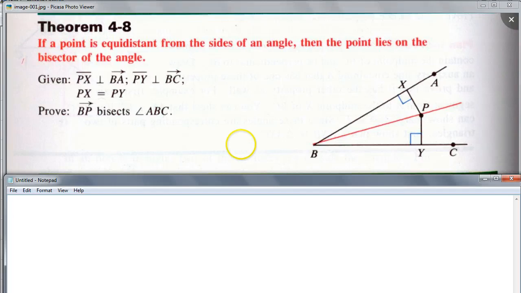So do you see how through HL, you have the hypotenuse, that's the common side. And then PX congruent to PY because that's given to us. And we can see the two triangles are going to be congruent. And of course, if two triangles are congruent, then we can easily show that BP is the bisector of angle ABC, because by definition of angle bisector, these angles right here will be congruent. Any question? No.